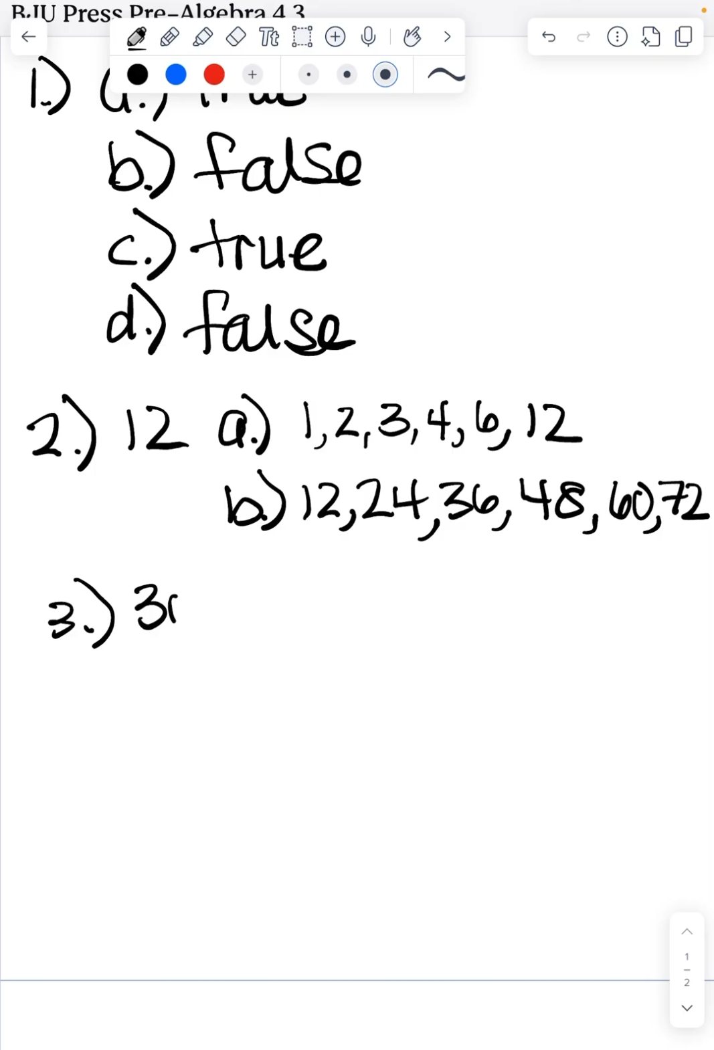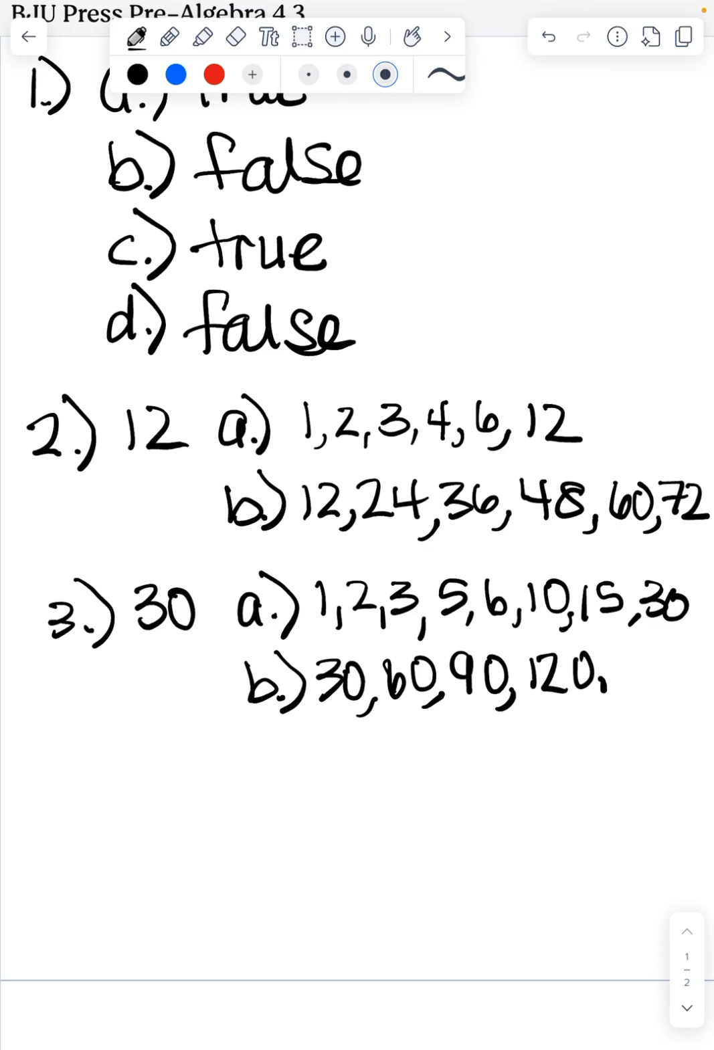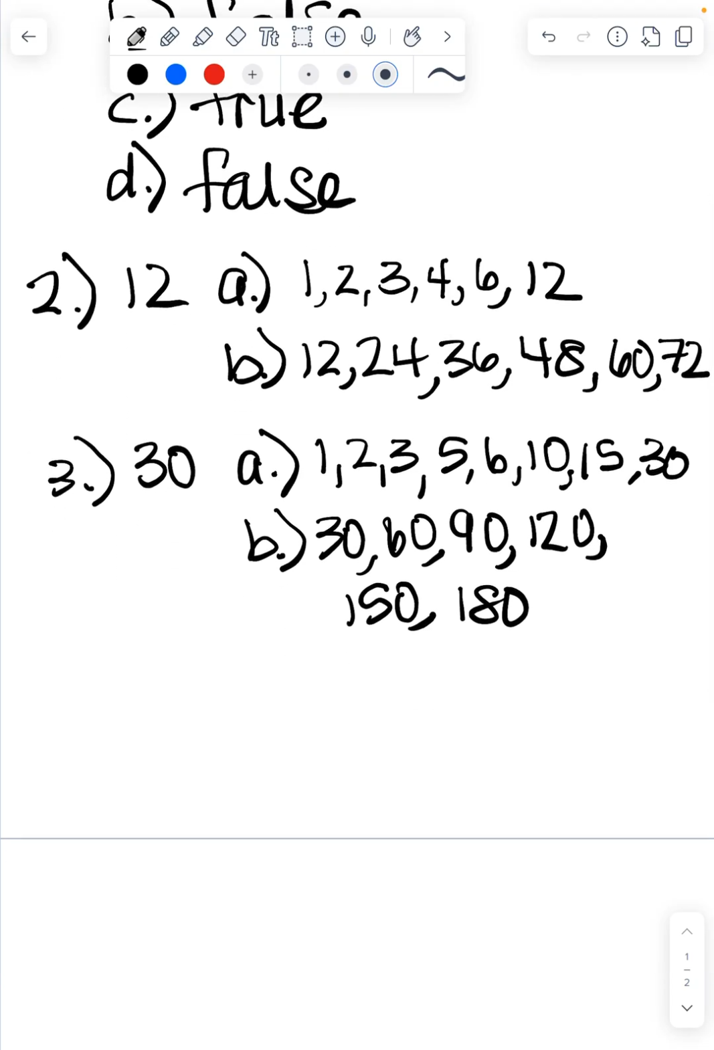Same thing for number 3, which is the number 30. So A is all the factors. That would be 1, 2, 3, 5, 6, 10, 15, and 30. And then the first 6 multiples, so 30 times 1, which is 30. 30 times 2, which is 60. 30 times 3, which is 90. 30 times 4, which is 120. 30 times 5, which is 150. And 30 times 6, which is 180.